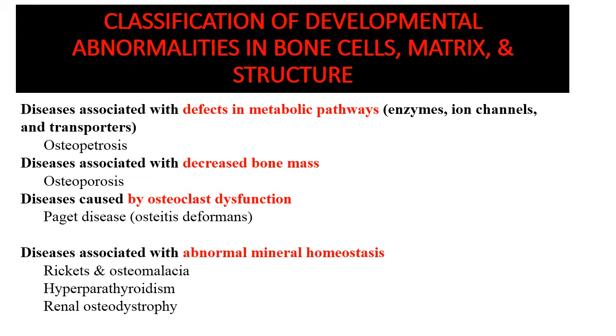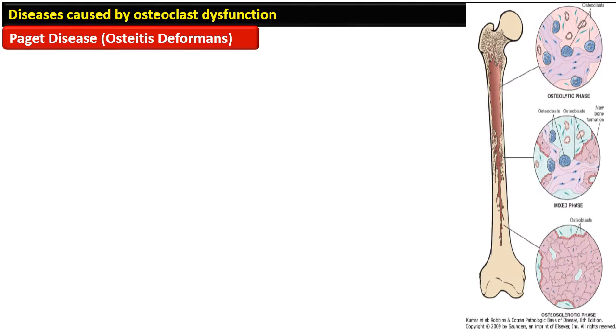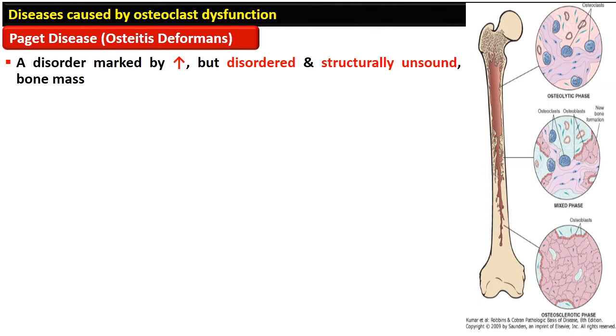Then there are diseases that are caused by osteoclast dysfunction. Paget's disease or osteitis deformans, that is the older name of this disease, comes under the category of diseases caused by osteoclast dysfunction. This disorder is marked by increased and disordered but structurally unsound bone mass. So there is increased disordered bone mass, but it is structurally unsound.